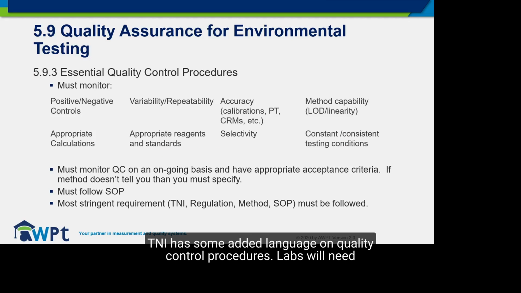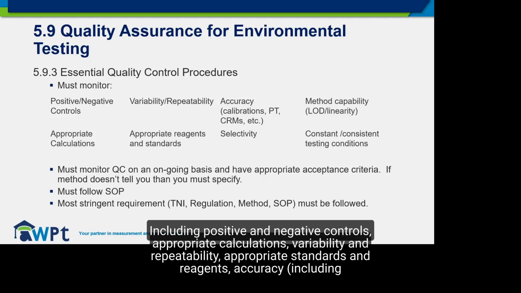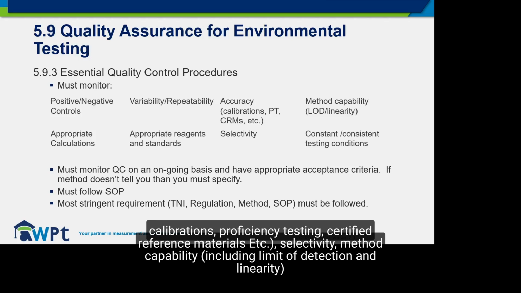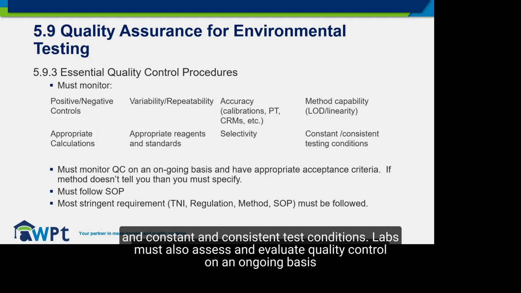T&I has some added language on quality control procedures. Labs will need a written protocol for monitoring all of the quality controls noted on the slide, including positive and negative controls, appropriate calculations, variability and repeatability, appropriate standards and reagents, accuracy, including calibrations, proficiency testing, certified reference materials, etc., selectivity, method capability, including limit of detection and linearity, and constant and consistent test conditions.